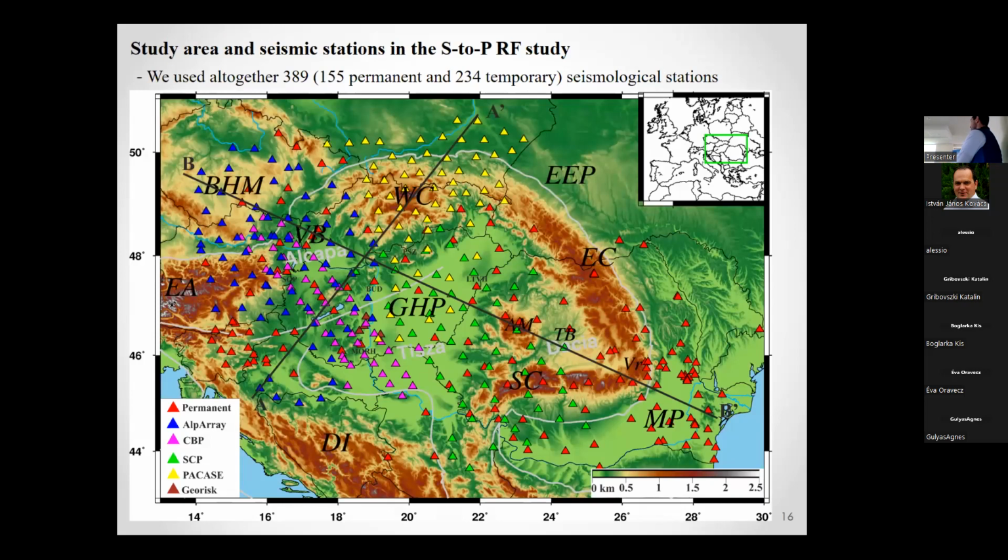The present project is the S2P receiver function analysis. In this case, we would like to determine the LAB beneath the Pannonian Basin. So in this case, we use more stations because some other projects are available, like a package, and we got a lot of stations from the Romanian colleagues because we are working together on this topic. So it was very helpful for us. We used altogether almost 400 stations.